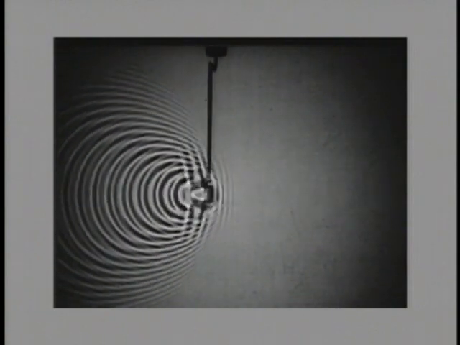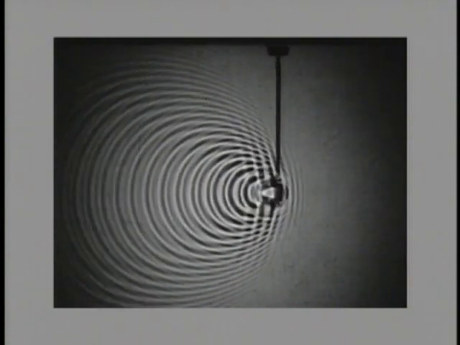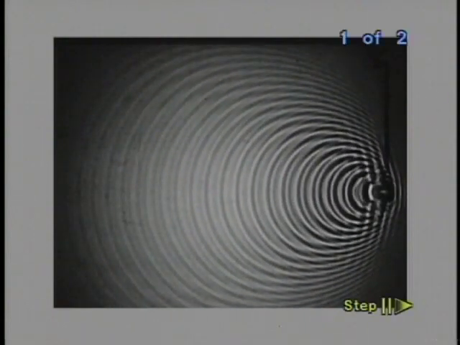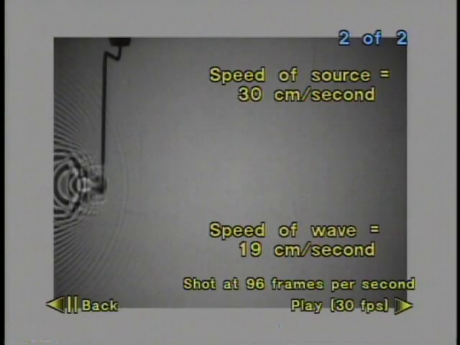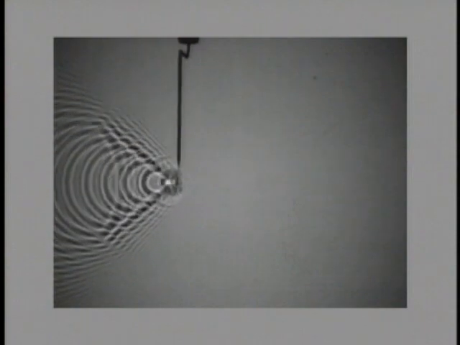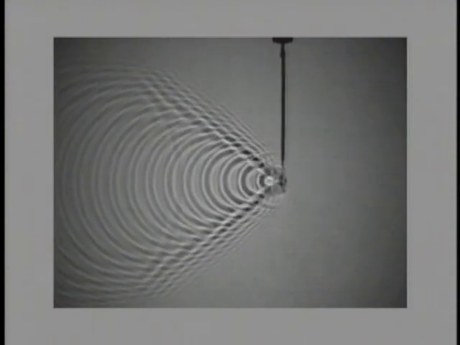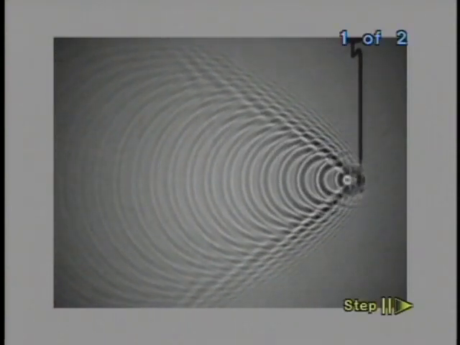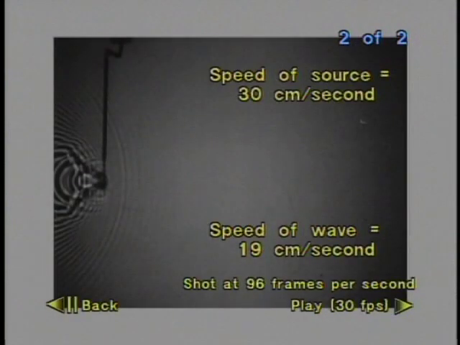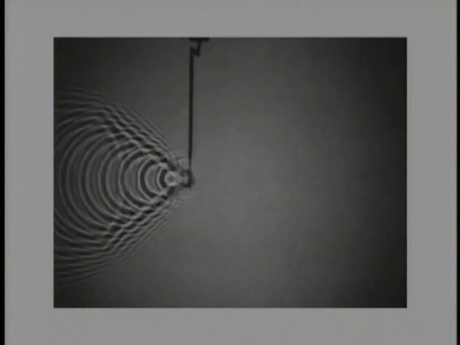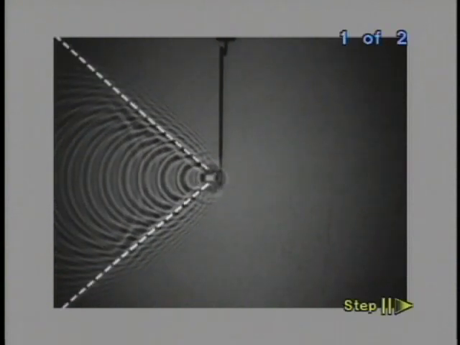The source is now moving at 105% of the wave speed. Notice the buildup and motion of a shock wave. The shock wave moves off at an angle determined by the speeds of the source and of the wave. A shock wave moves out from the source.